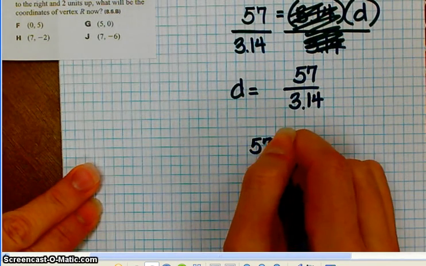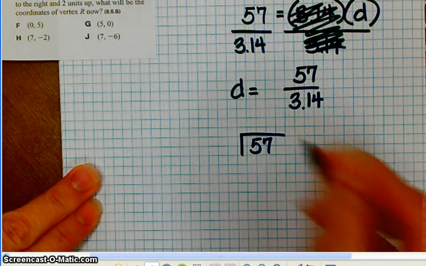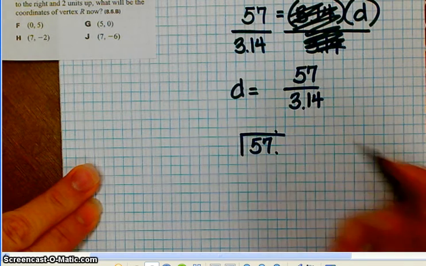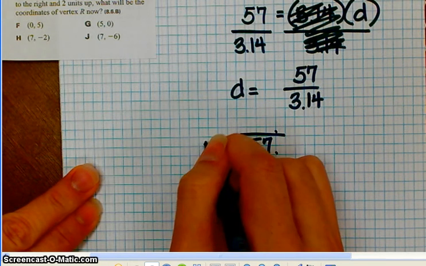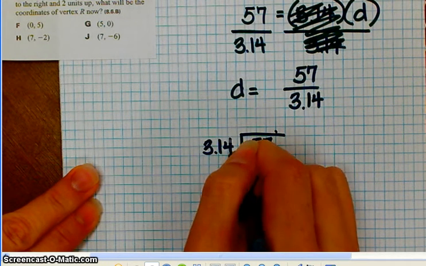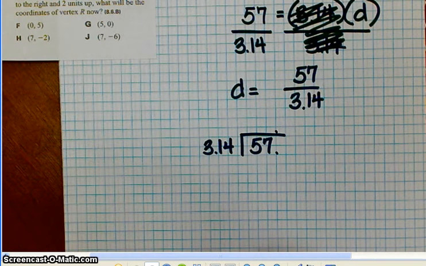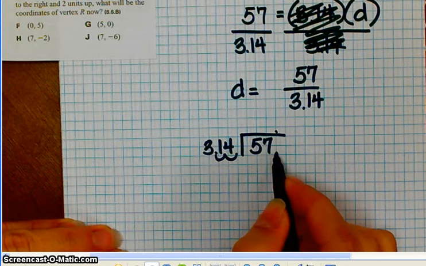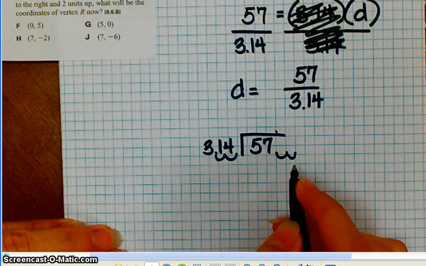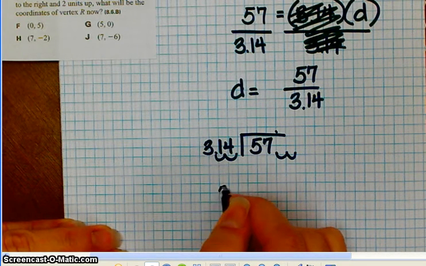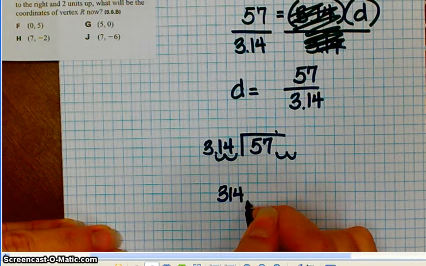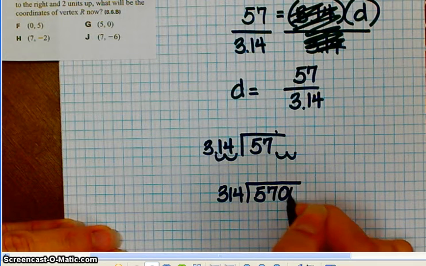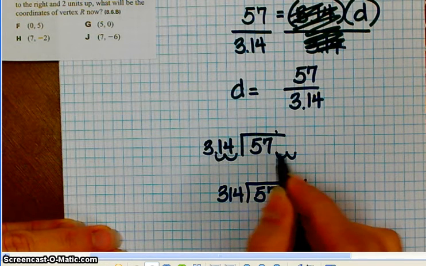Top dog always goes in the house, meaning the top part of the fraction always goes inside. So 57. I'm going to mark my decimal just to keep track of it. And 3.14. Okay. I don't like working with decimals out here, so I'm going to move this once, twice, but that means I have to move this one once, twice. So really what I'm going to do is say 314 and put it into 5,700. Okay, because I had to move my decimal twice both places.